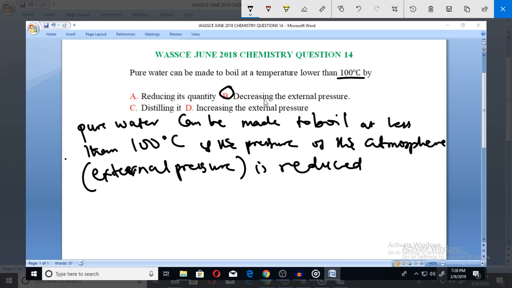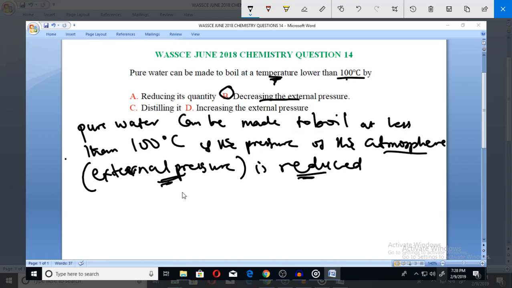So by decreasing the external pressure, in this case the external pressure is actually the atmospheric pressure. When you decrease this pressure, when you get this pressure reduced, then you can have pure water to boil at a temperature lower than 100 degrees Celsius. So that is a fantastic way of getting it to boil at a temperature that is lower than 100 degrees Celsius by reducing the external pressure. You have to reduce the external pressure. That is how you go about that.